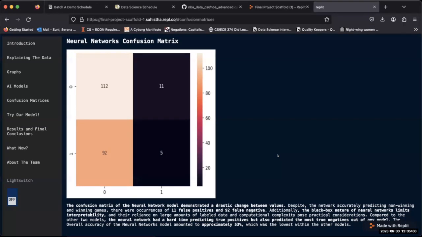And another downside of our neural network model is the black box nature of it. So we don't actually understand why the model decides wins and losses. So it makes it hard to interpret why it's deciding so many losses over wins. And our model had a 53% accuracy, which was the lowest out of all the other models.